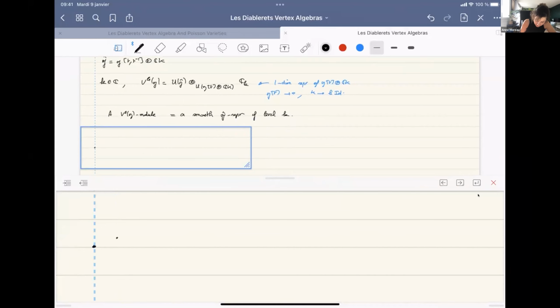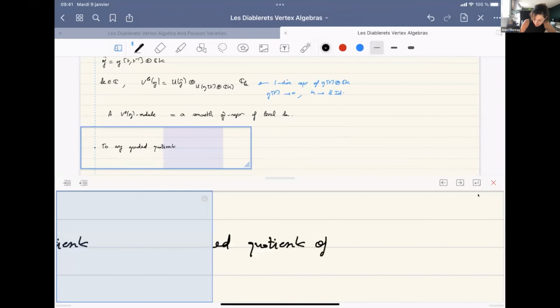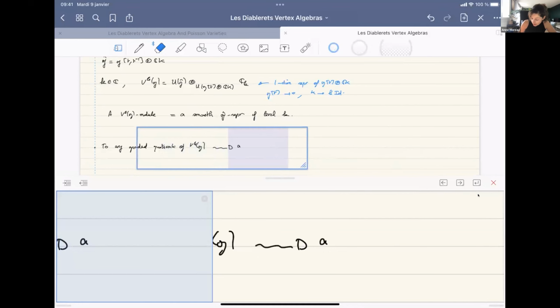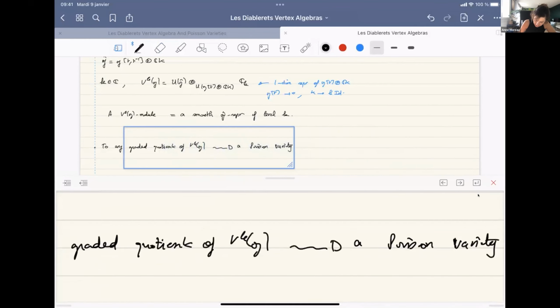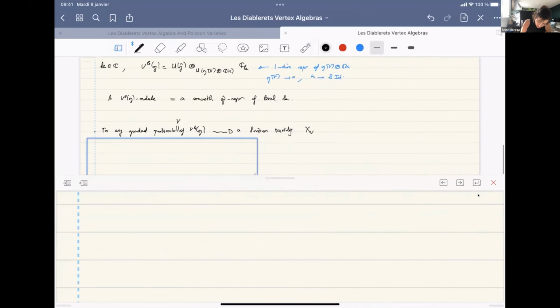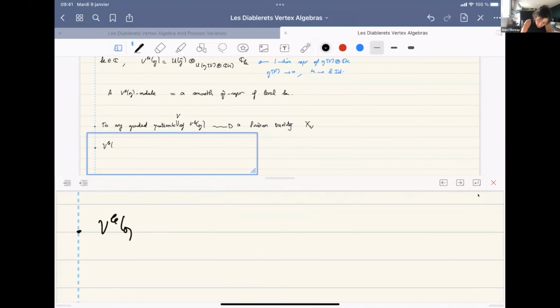To any, but not completely general, I stay in the setting of affine vertex algebras for the moment. So to any graded quotient of V^k(g), the idea is to attach a Poisson variety. So maybe let's denote by V this quotient, and this Poisson variety will be denoted by X_V, which captures some information about V. So in particular, maybe I recall that V^k(g) is not simple in general.